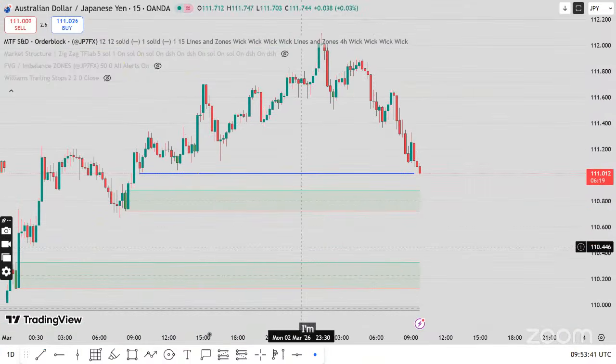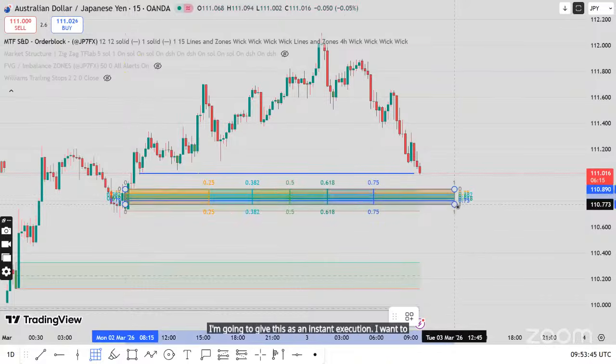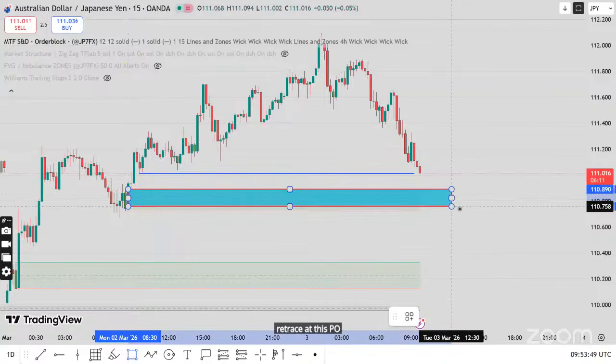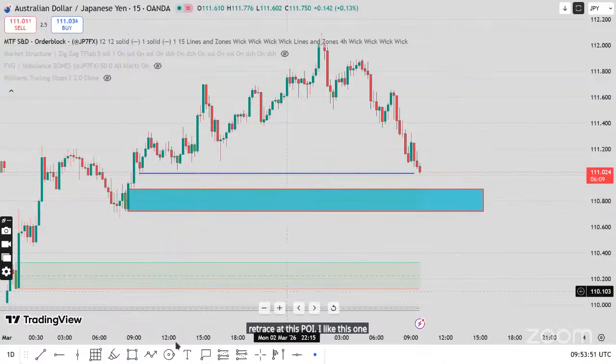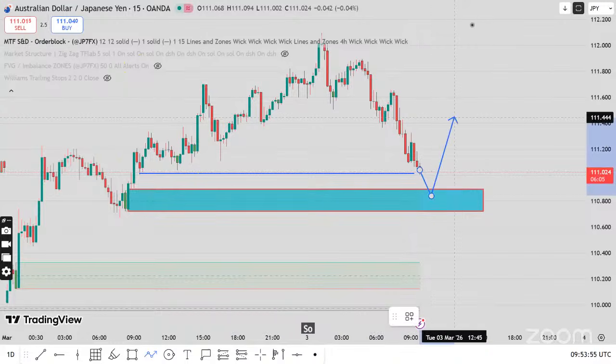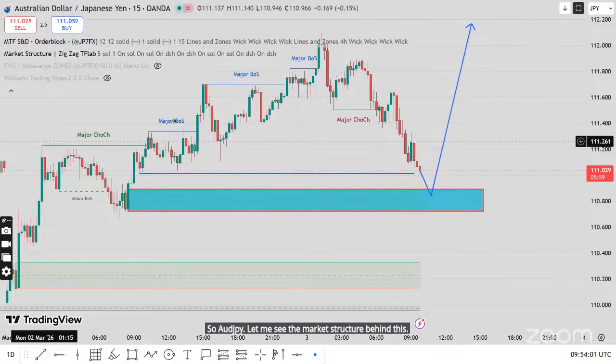I'm going to give this as an instant execution. I want to see price retrace at this POI. I like this one. There is a fresh fair value gap. So AUD JPY. Let me see the market structure behind this. So, a major break of structure.